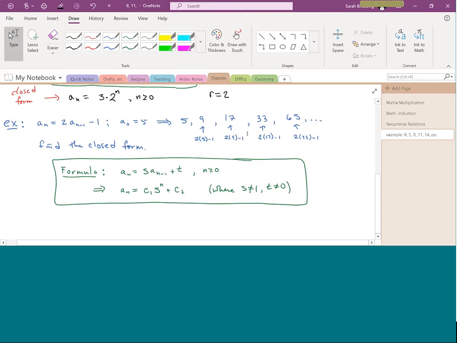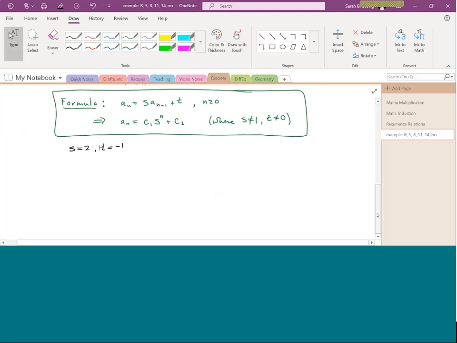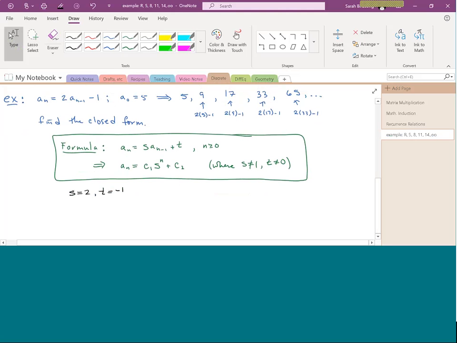So for this guy, let's plug it in. Our S would be 2. Our T would be -1. So when we go ahead and plug this in, notice T actually isn't part of the formula at all. We'll get that a_n equals some C1 that we have to solve for times 2 to the n plus some C2 that we're going to have to solve for.